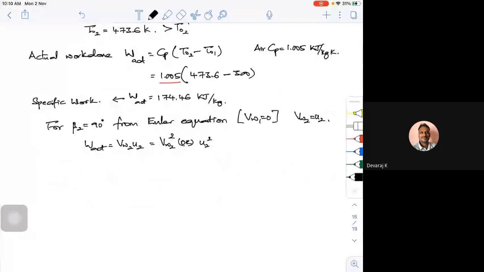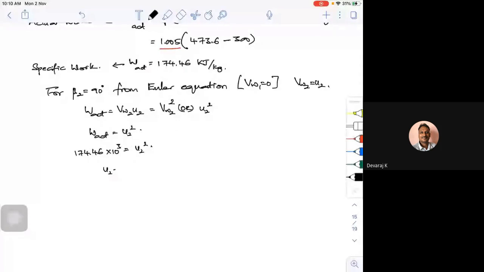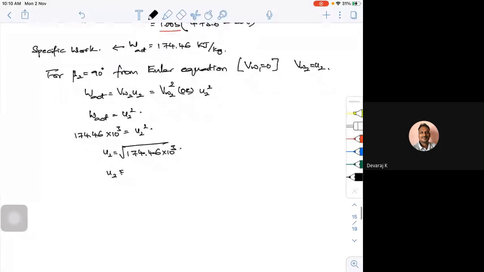Now if I substitute, W actual is 174.46 kilojoules per kg, that is 174.46 into 10 to the power of 3, equal to U2 square. So what will be my U2? U2 is equal to square root of 174.46 into 10 to the power of 3. If I put it into my calculator, I am getting U2 equal to 417.7 meters per second. This is the value of your exit, or we call it the outer peripheral velocity, that is U2. U2 is equal to 417.7.